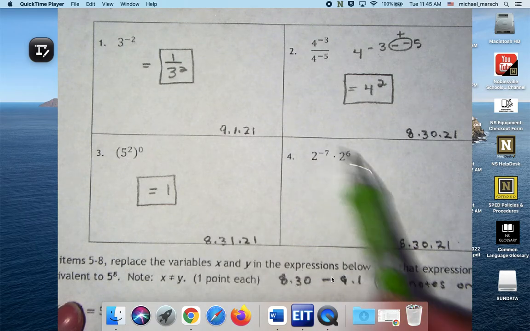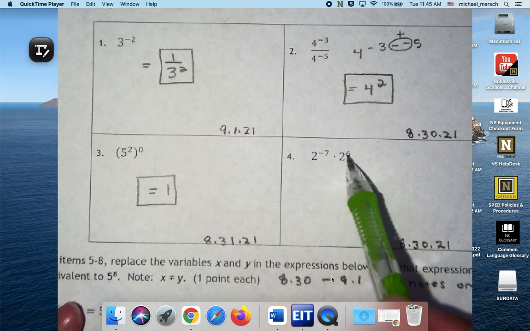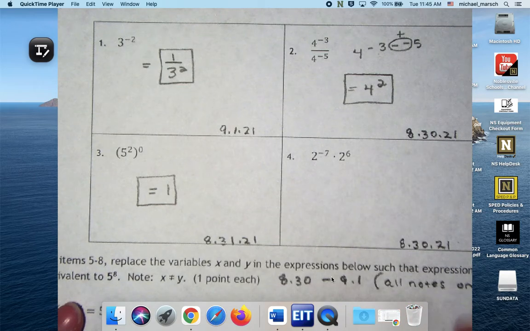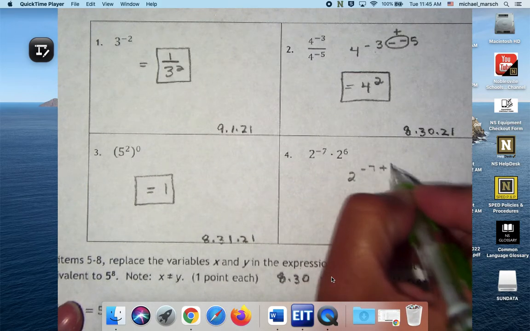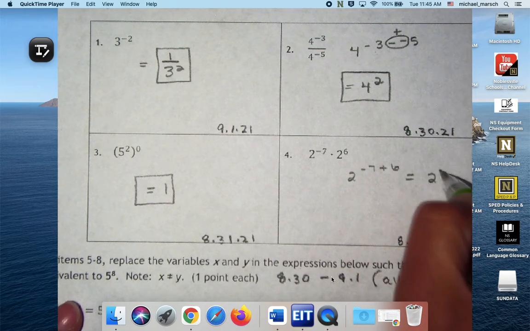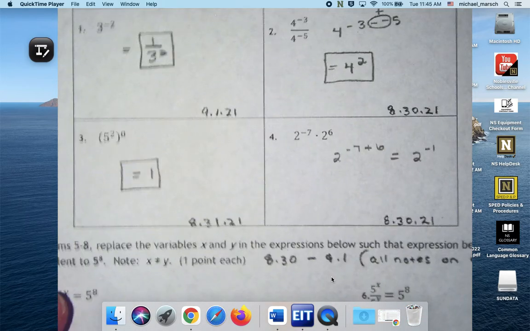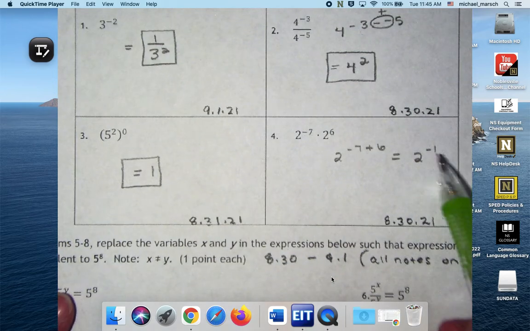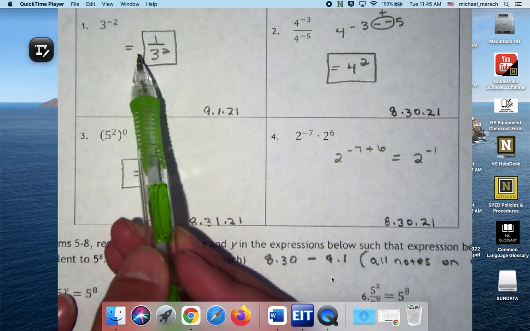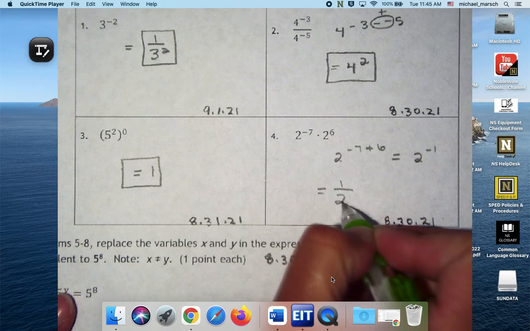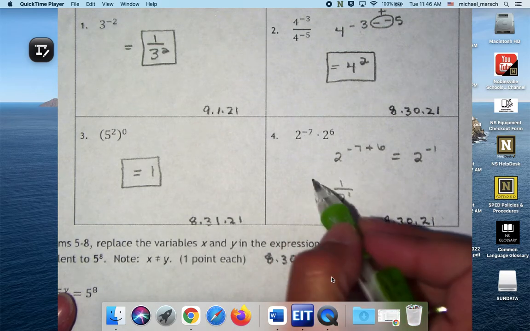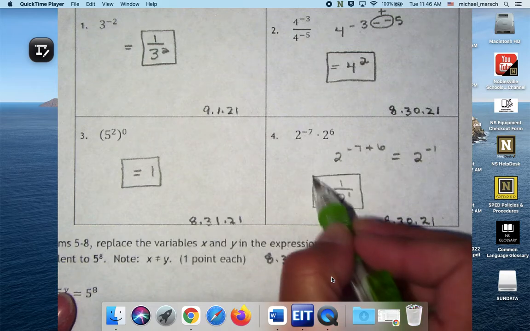And then for this one, this was one of the first things we did. We're multiplying here, so what's the shortcut when you're multiplying and they have the same base? Add. So I have 2 to the -7 plus 6, which is going to give me 2 to the -1. But I can't leave it like that because it's a negative exponent. So what do we do? We write it as a fraction. And you could have it 2 to the first power, or you could just have a 2. Those are the same value.